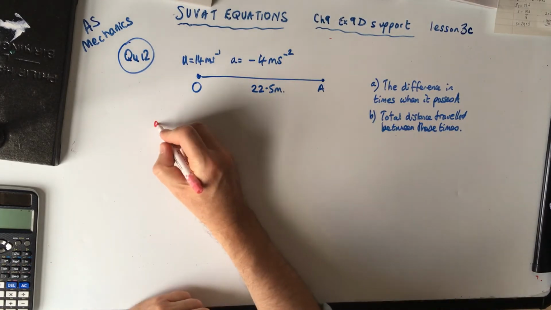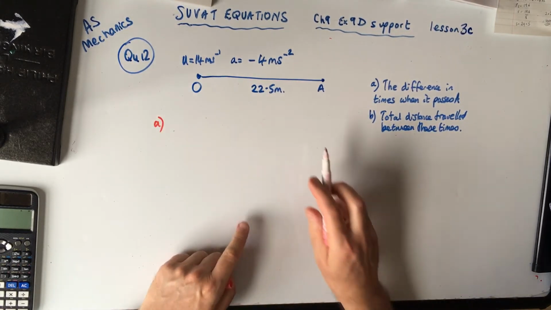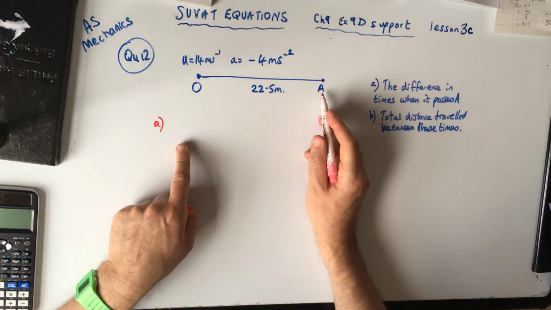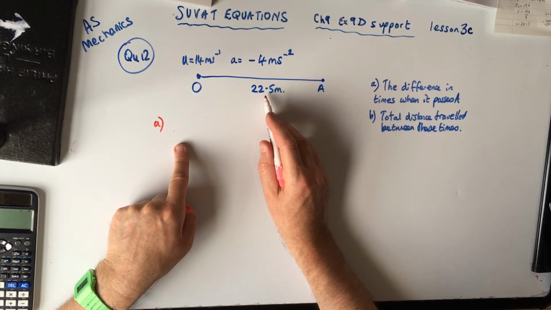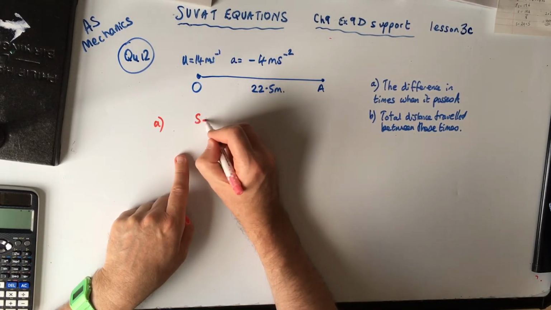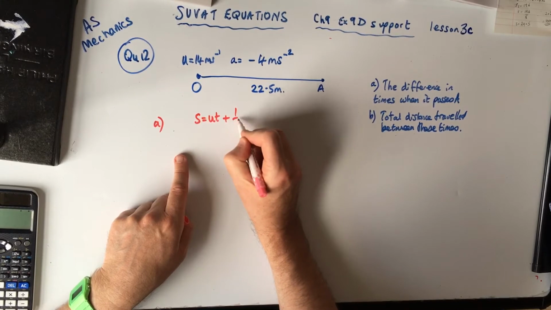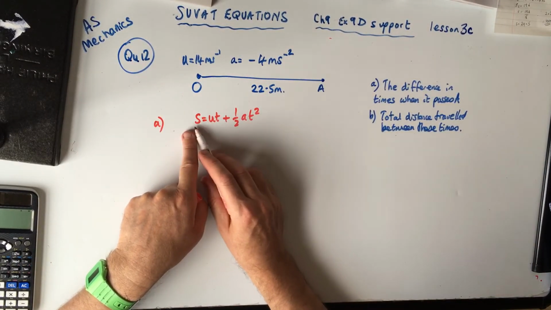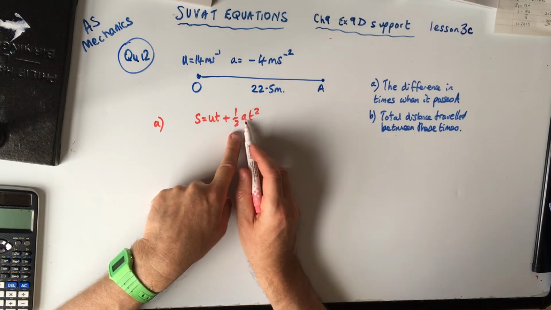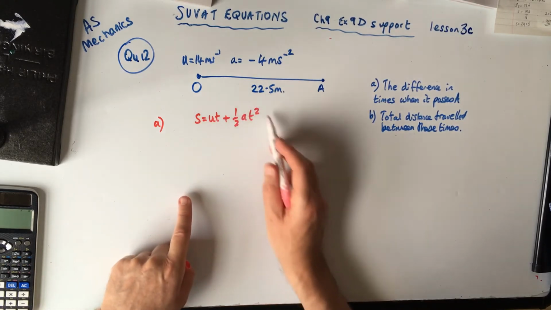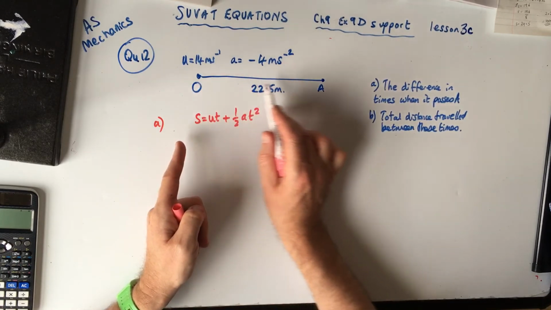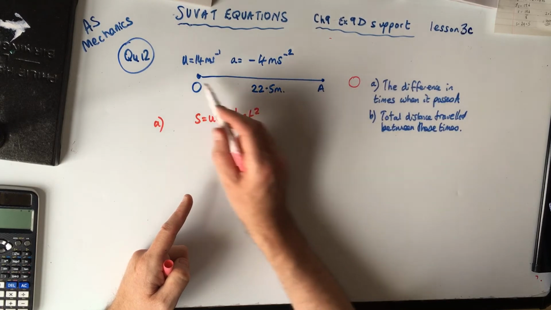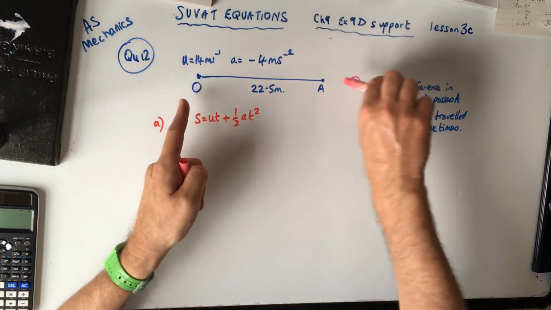So let's do part A. We want to find the difference in the times when it passes A. So it passes A when S is 22.5. So S equals ut plus a half a t squared. We've got u, we've got S, we've got the acceleration. So this formula is going to give us the 2 times when it's slowing down past there and speeding up, coming back the other way. It's going to reach somewhere down here, and then it's going to turn and go back down as it slows down.